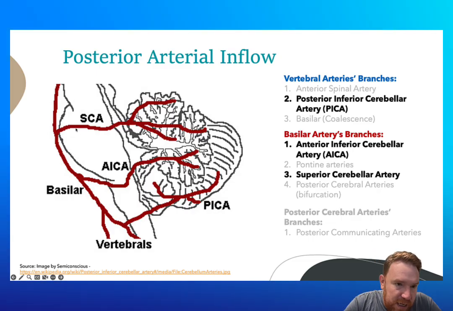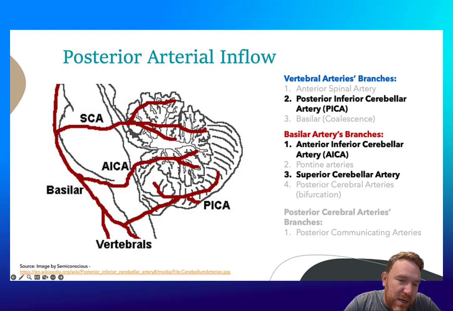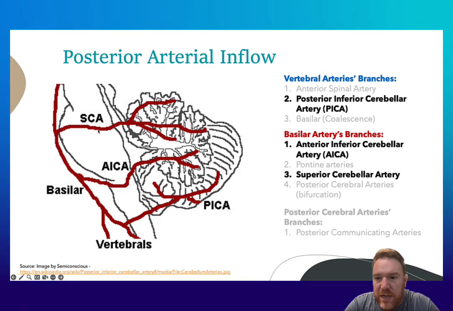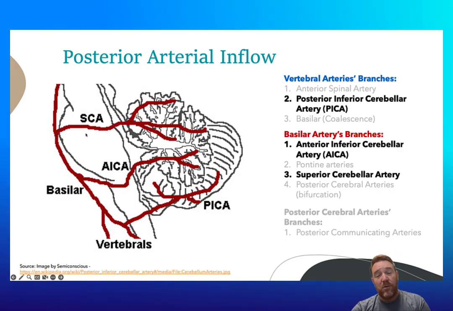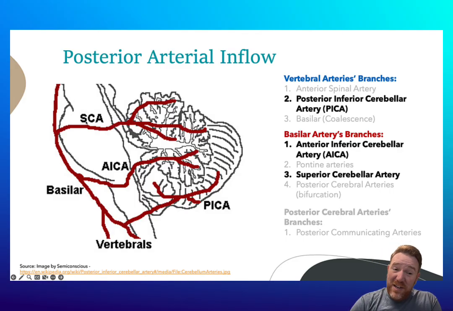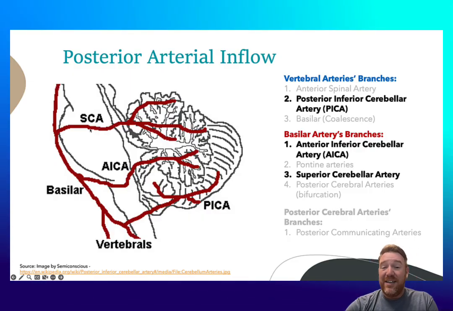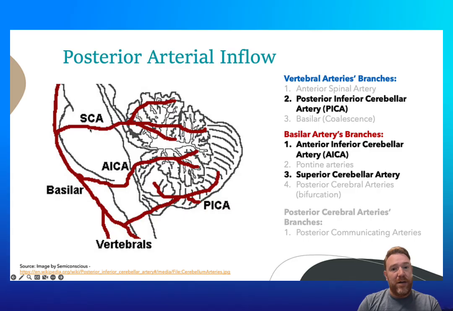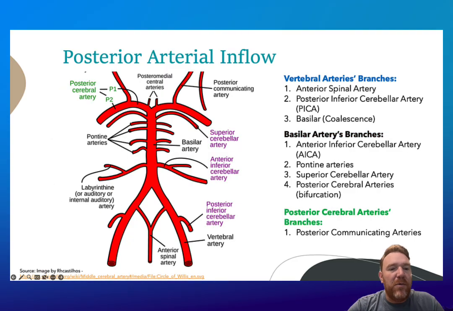And so you can see it goes right over top of the pons a little bit, right over top of the midbrain, and so it will help with those structures. It's also going to help with the superior and middle cerebellar peduncles, as well as, if there's a problem with the superior cerebellar artery, it could be implicated in trigeminal neuralgia.